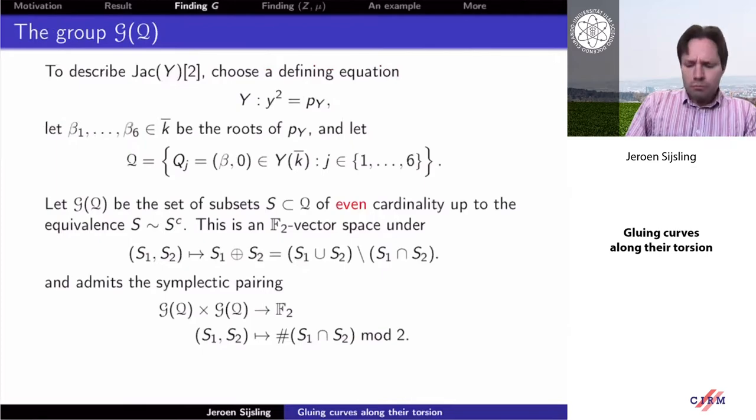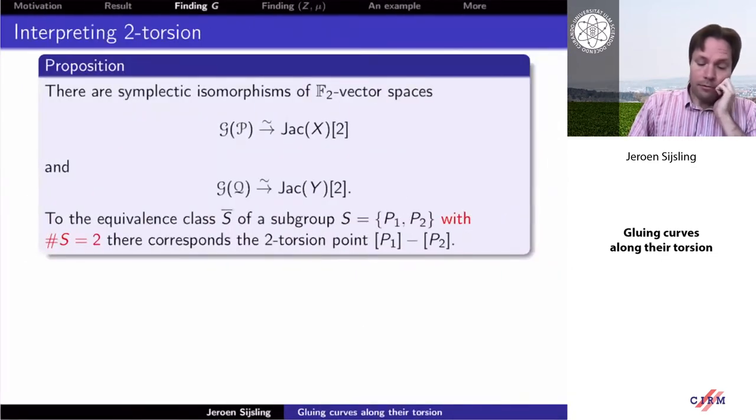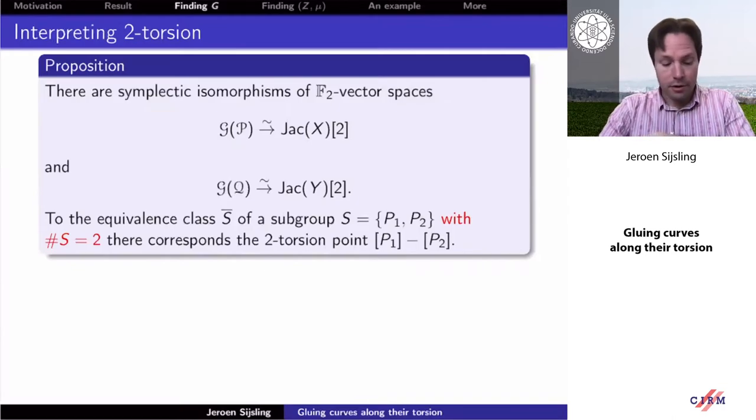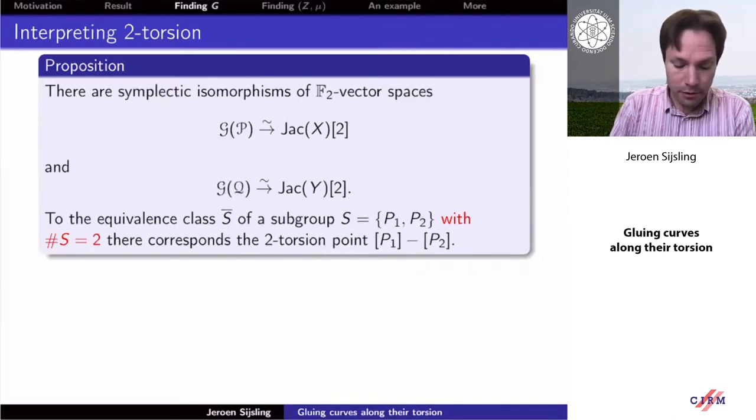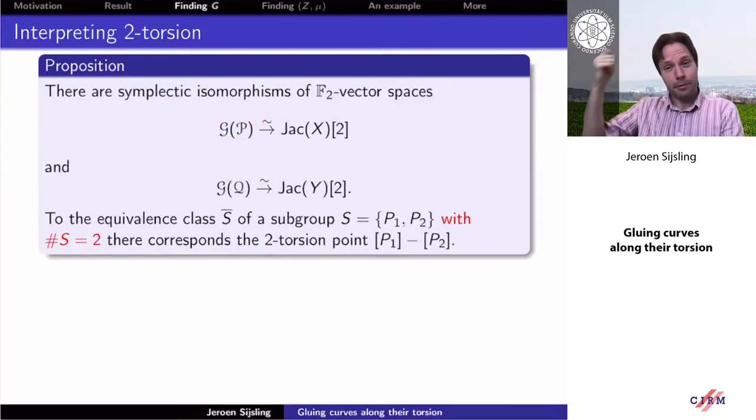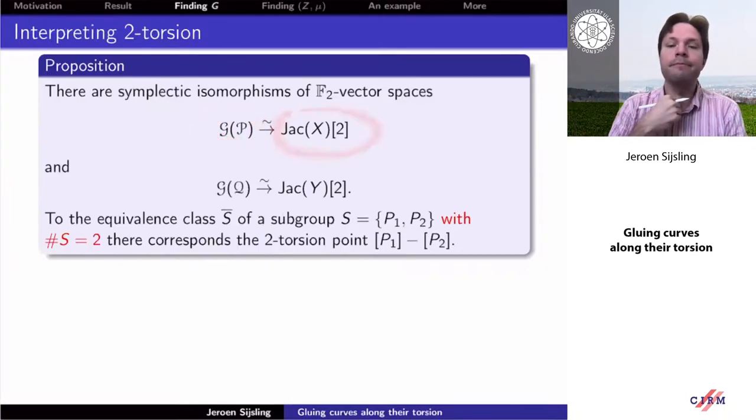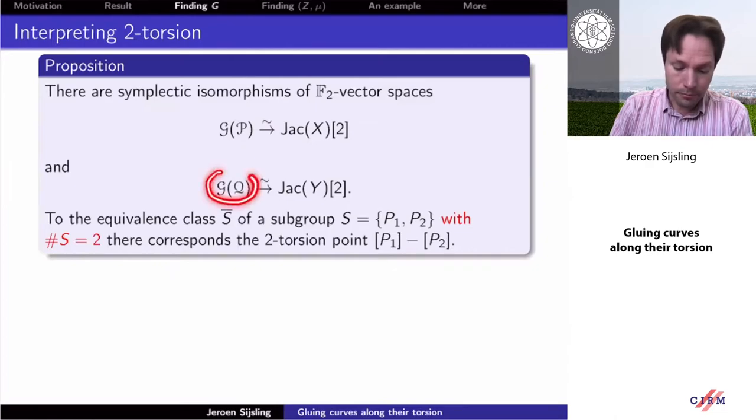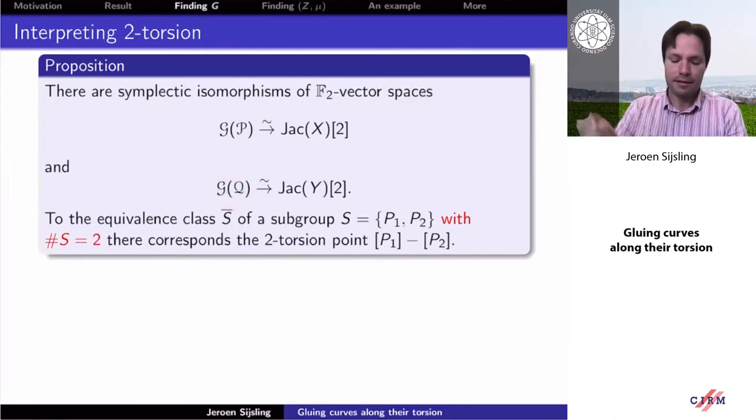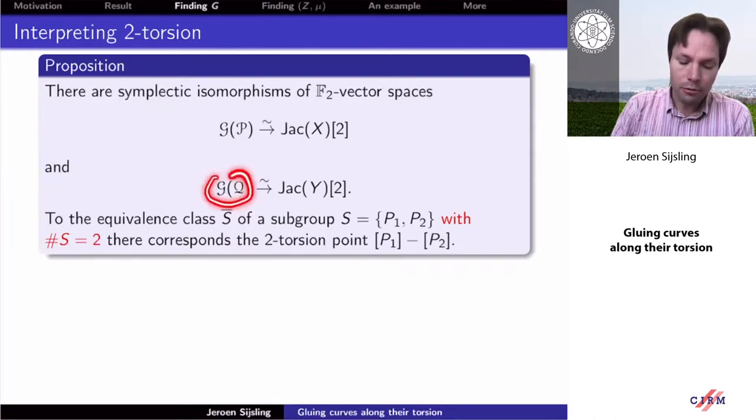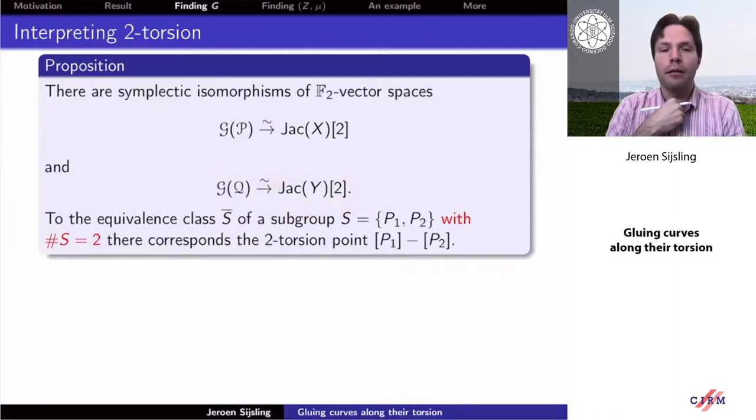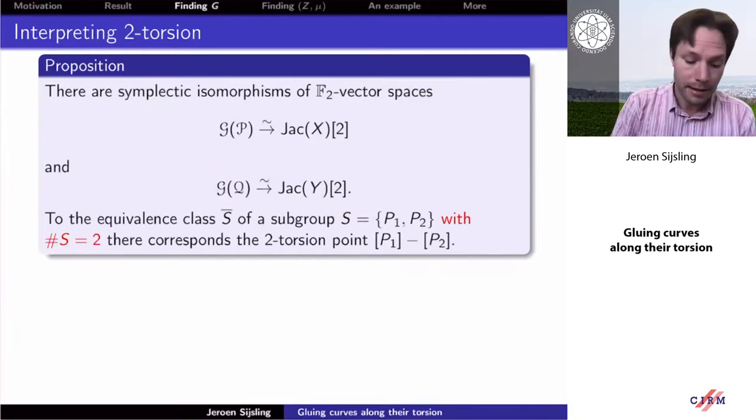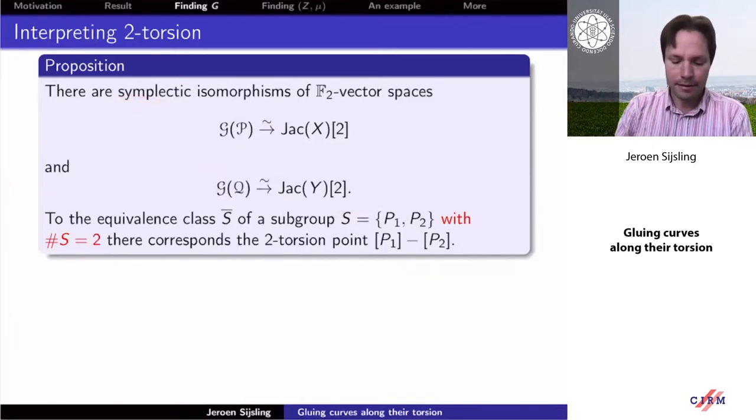because this very innocent game of playing with these subsets turns out to give you the two torsion in a Jacobian. There is an isomorphism between these groups, so GP, that group coming from those four points, describes your two torsion in the Jacobian of X. Same thing for Q, the six special points. Forming this group GQ will give you something that is canonically isomorphic with Jac Y[2]. And these are symplectic isomorphisms. So they are also symplectic with respect to the Weil pairing on the right-hand side.